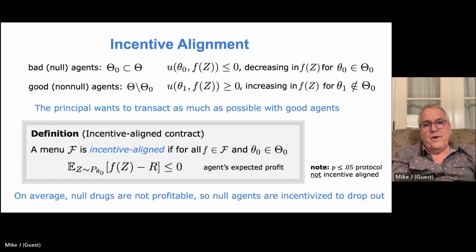And so here, if you look at that gray box, you'll see that the expectation under the randomness, if the drug is not effective, meaning you're using p theta 0, of the amount you have to pay minus the reservation price has to be negative. This is the agent's expected profit. If that's strictly positive, then the agent is making money out of nothing, and the FDA would never do that. So that would not be incentive aligned. We call this the incentive alignment story.